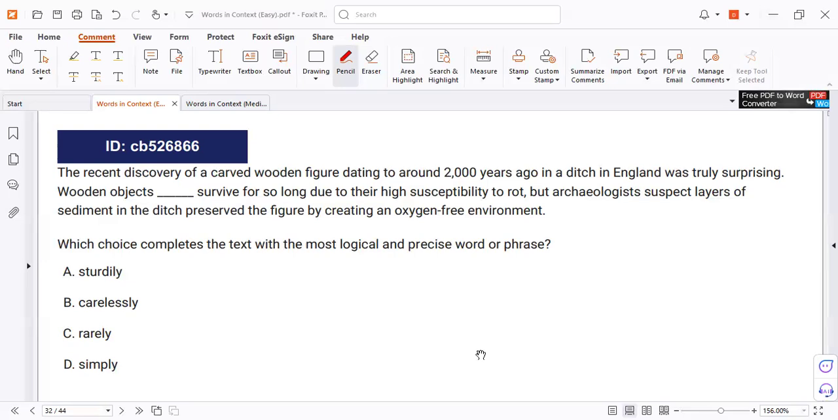K. B. How carelessly? Again, we test you for adverb. What does the adverb describe? Adjective, the verb, or another noun. It modifies the verb. Now, what does it modify? It modifies the layers of wooden objects do what about survive? So layers carelessly survive?